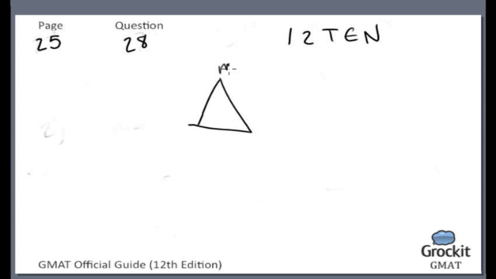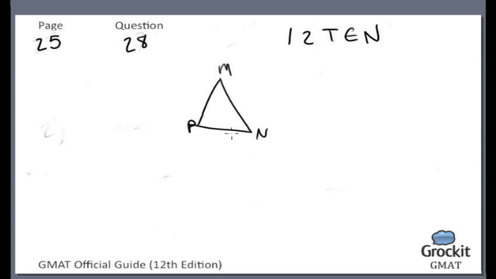Try and make it look more or less equilateral, because it's an isosceles triangle, which means that two of the sides are the same length and one of them will be a different length. Isosceles is Greek for equal legs. So two of the sides will have the same length, the opposite angles will have the same measure, and then the third side will be a different value, otherwise it would be an equilateral triangle.